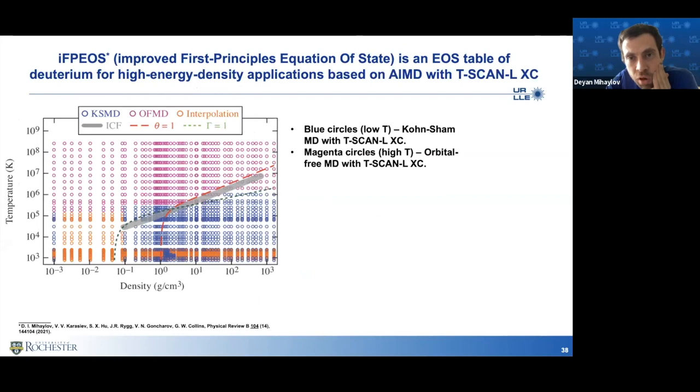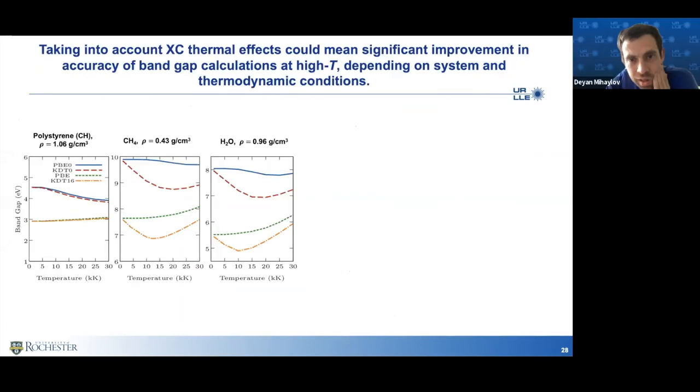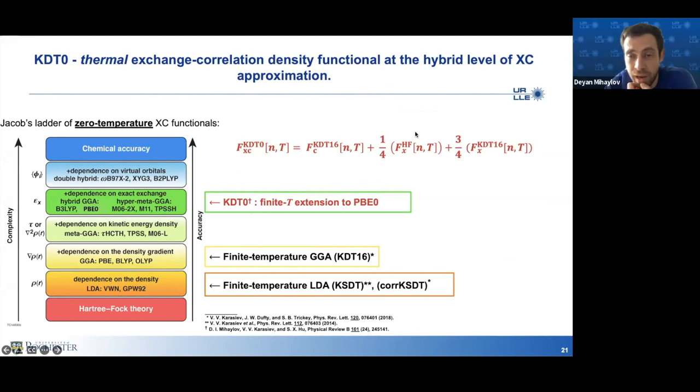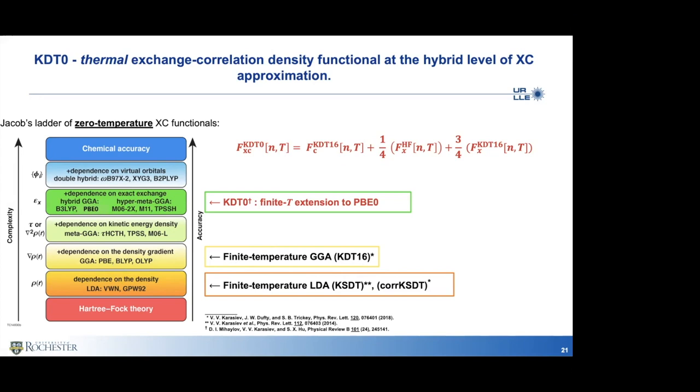KDT0 is much more computationally expensive than KDT16 because it's hybrid. Sure. Right? Yeah. This Hartree-Fock exact exchange part is very computationally expensive. So on our clusters, we still can't run molecular dynamics with hybrids. So KDT0 is much more expensive than KDT16 computationally, but KDT0 comes at the same computational cost as PBE0, and a thermal functional such as KDT16 comes at the same computational cost as its ground state counterpart. Sure. Can you maybe give something like, is it an order of magnitude more expensive, two orders of magnitude, or is it difficult to say?